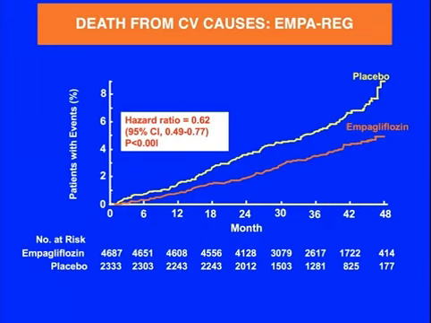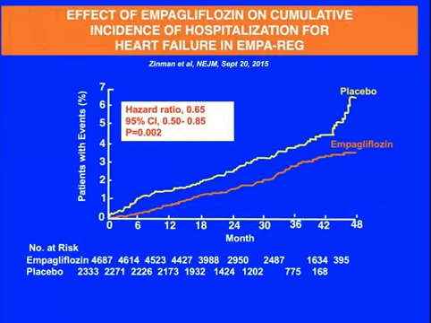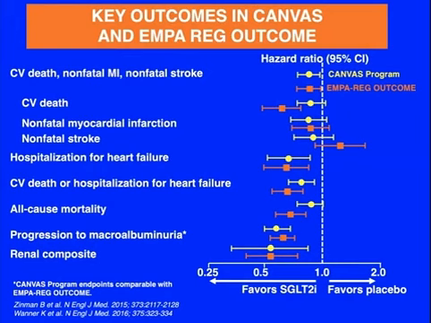Now, as a secondary outcome in these studies, they also looked at hospitalization for heart failure. And you can see here, hazard ratio 0.65. There's a 35% decrease in hospitalization for heart failure. And these drugs have very, very important effects to improve myocardial function and to reduce and prevent the development of heart failure. Now, next came the CANVAS program. The CANVAS program looked at the effect of canagliflozin on cardiovascular events.